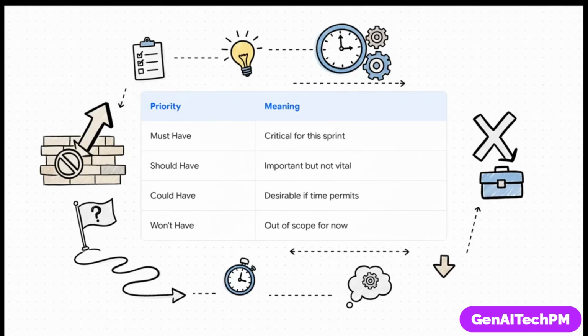So to help decide what actually makes it into the next sprint, teams will often use a simple framework like MoSCoW. It's just a really practical way to force some tough decisions. What must we get done? What should we do if we have time? What could be a nice bonus? And maybe most importantly, what are we explicitly not going to do this time around?